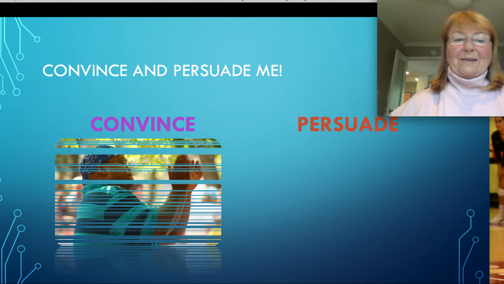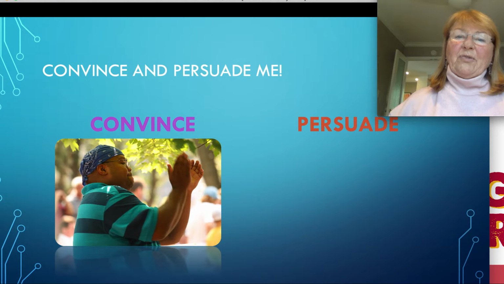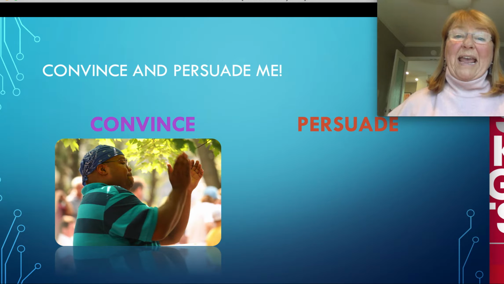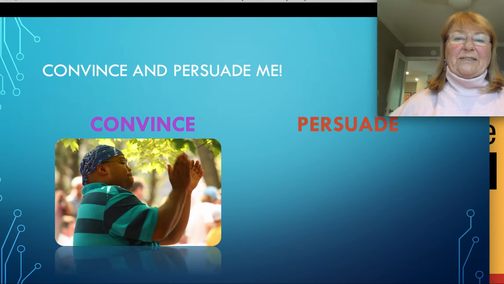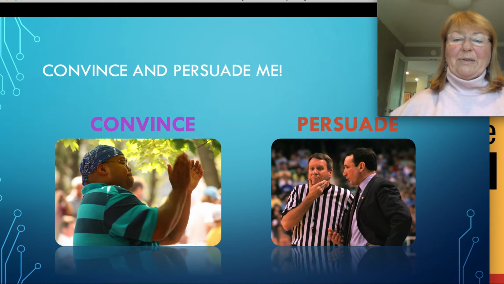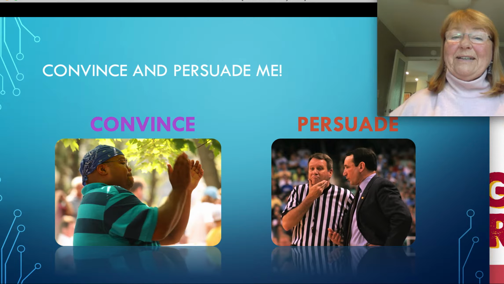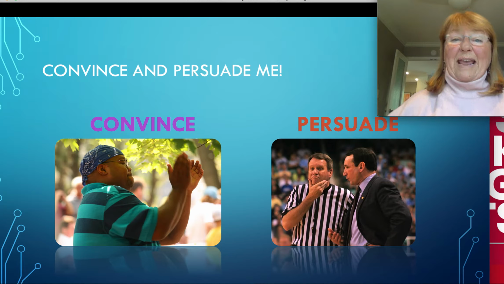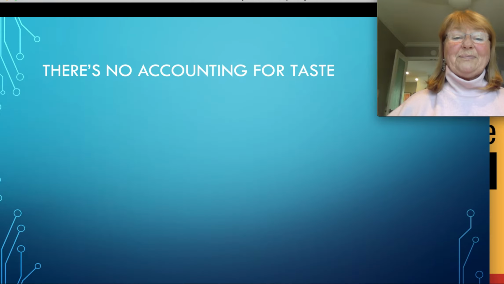To convince someone is when you're trying to change their opinion, but you're not really trying to change their behavior. You are, for example, applauding a great speech. You're saying, oh, this is a great speech, I'm totally convinced. But persuasion is a little bit more. To persuade someone, yes, you do have to convince them. But in addition, you're trying to get them to do something, to change their behavior somehow. Other than that, they're pretty much synonyms, but persuasion is a little bit more than conviction.